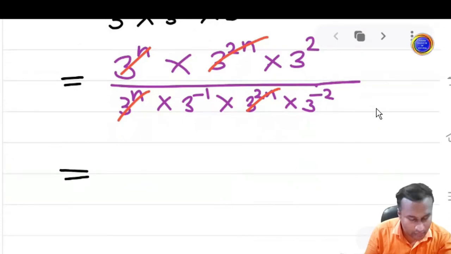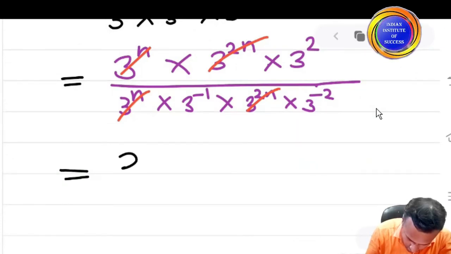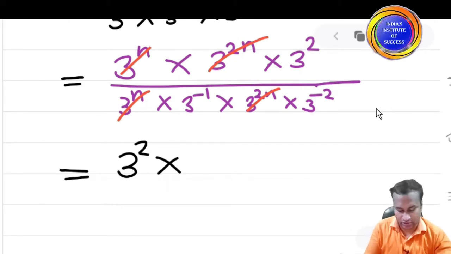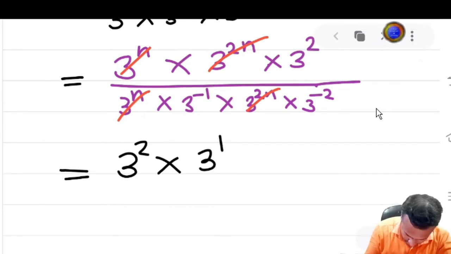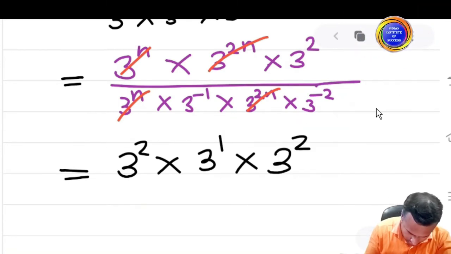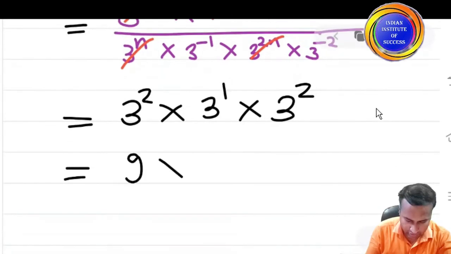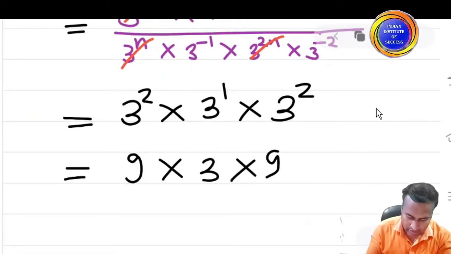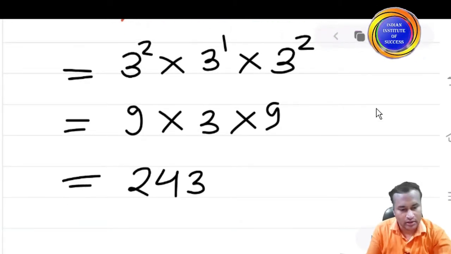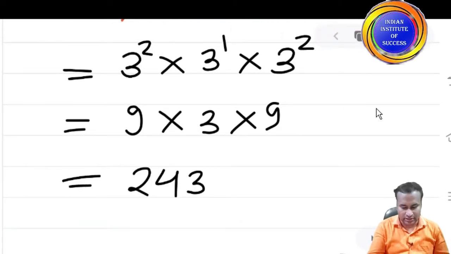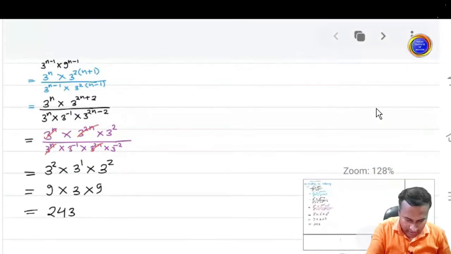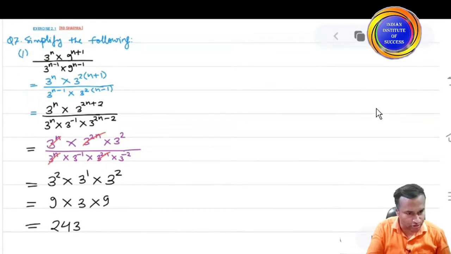Now 3 raised to power 2 into, this will go upside, power will be positive, 3 raised to power 1 into, this will go upside, 3 raised to power 2. Now it will become 9 into 3 into 9. 9 9s are 81, 81 into 3, 243. So it's very simple, you can do it easily. I hope you understood this solution.